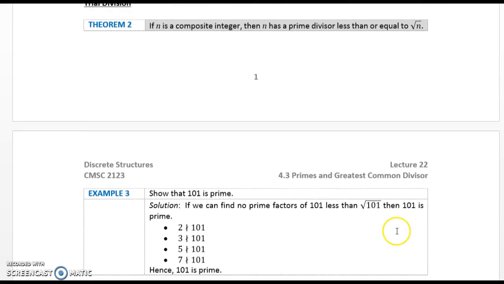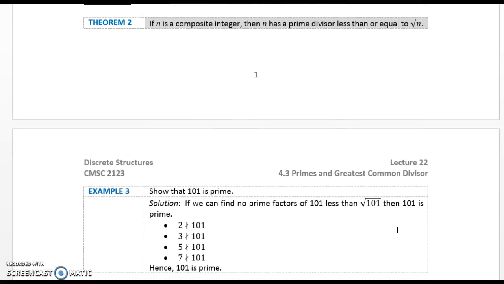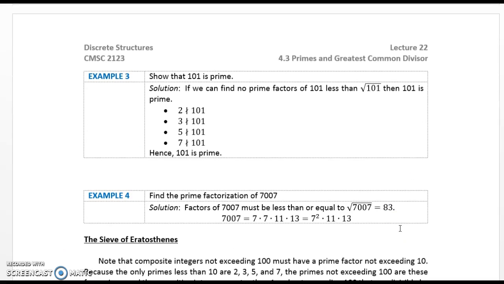Trial division. Theorem 2. If n is a composite integer, then n has a prime divisor less than or equal to the square root of n. Example 3. Show that 101 is prime. Solution. If we can find no prime factors of 101 less than the square root of 101, then 101 is prime. 2 doesn't divide 101, 3 doesn't divide 101, 5 doesn't divide 101, and 7 doesn't divide 101.